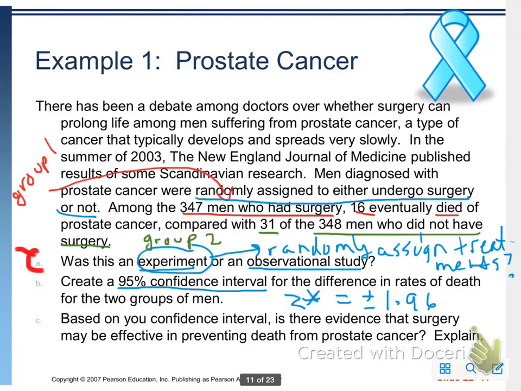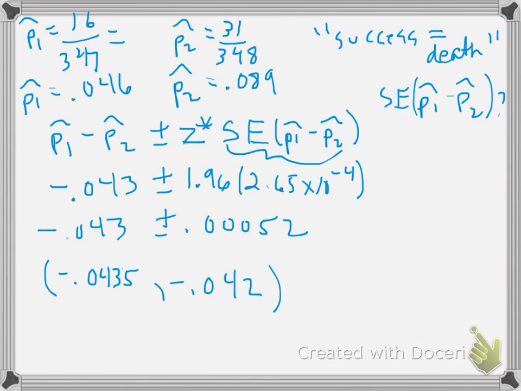I answered A. And I said, is it an experiment? Well, I asked myself, is there random assignment of treatments? And if you go up to the blue that I underlined up here, yes, it says randomly assigned. So this must be an experiment. And so when we go and check our conditions, we should do that right now. Let's check our conditions. And I'll just go a couple screens away and check our conditions.